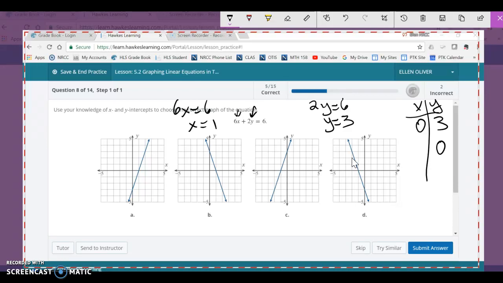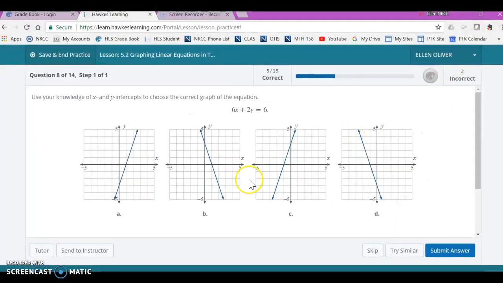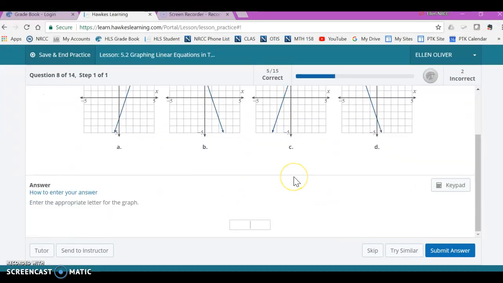If I plug in 0 for y, that term goes away, and I have 6x equals 6, so x is 1. So I want to look for the graph that goes through (0, 3), well, that's this one or this one, right? And the one that goes through (1, 0). So that has to be this one. So it's going to be B.